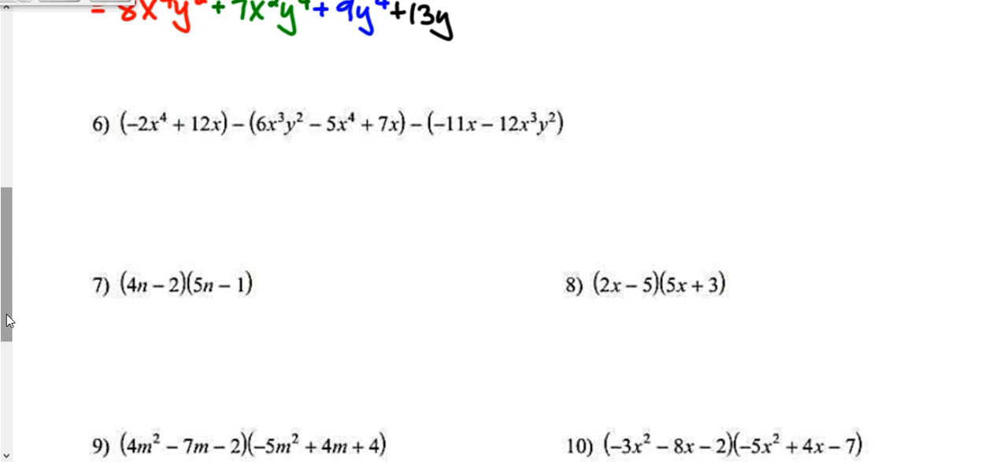So what you would have to do is change this to a positive, this to a negative, positive, negative, positive, positive, positive. So hopefully you can kind of see how that works without rewriting. So again, we've got some tricky terms here. I'm going to start with x to the 4th. So here's an x to the 4th. Here's an x to the 4th. So that would be 3x to the 4th.